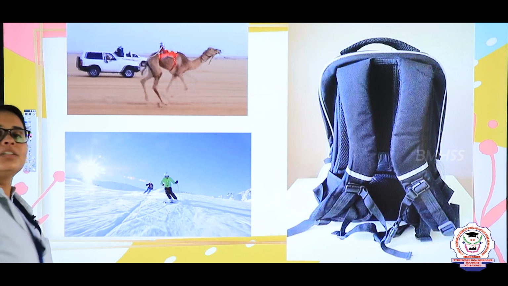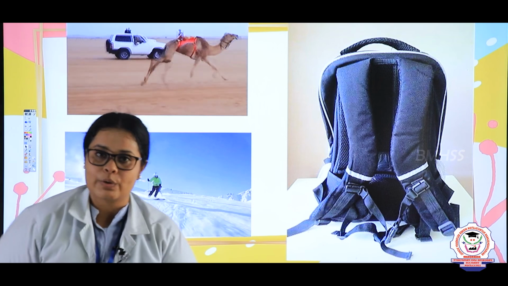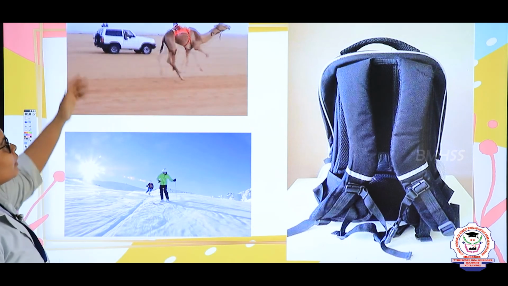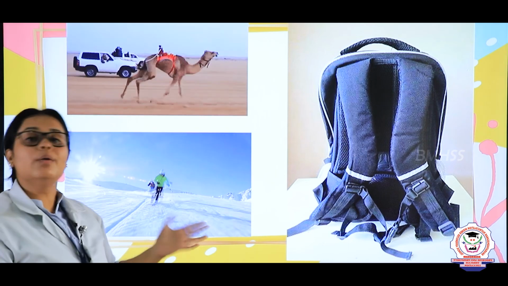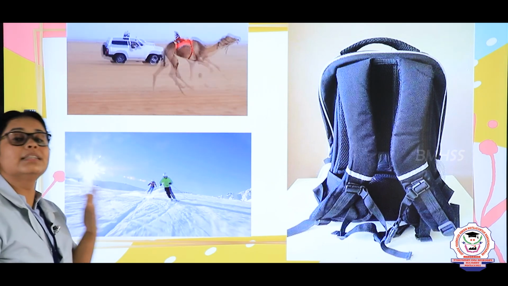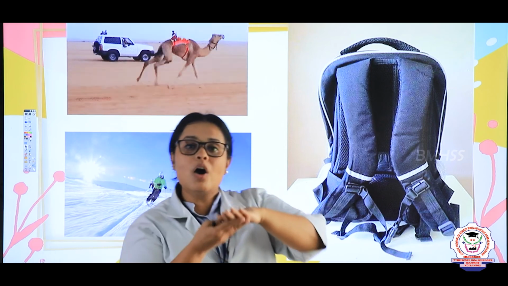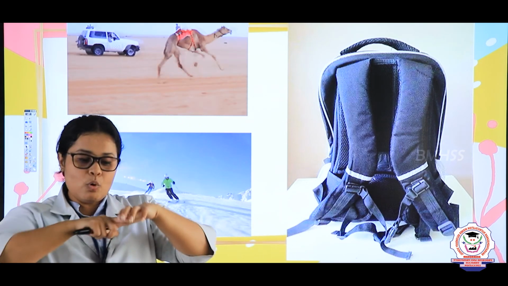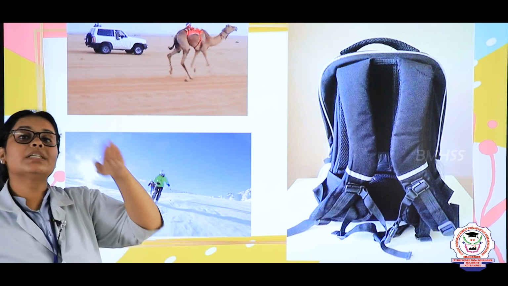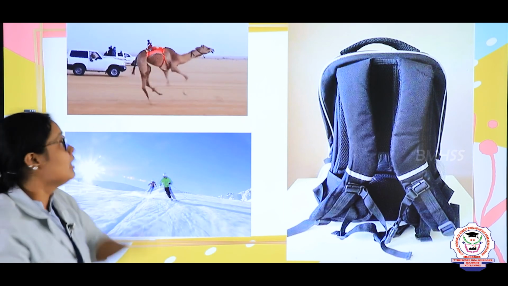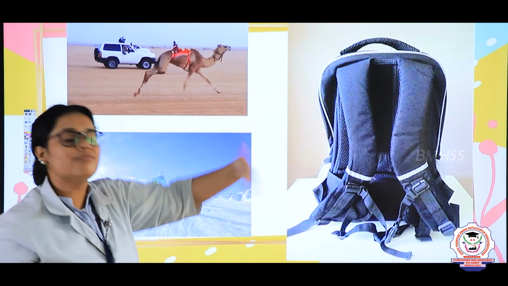Now see here, children, there are a few examples showing pressure. The first example you can see here is a camel running in the desert, right? So how can it run? The thing is, in the shoe of the camel there is more space. That is, the area of its shoe is a little bit more, and because of that the pressure which is applied is a little less. So that is why it can run fast.